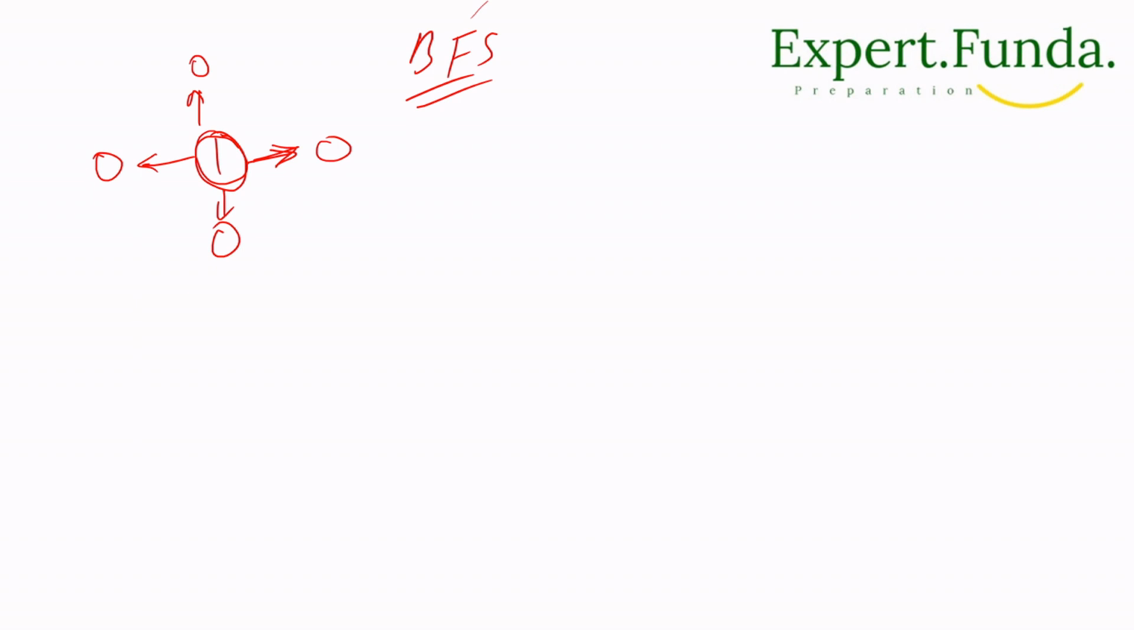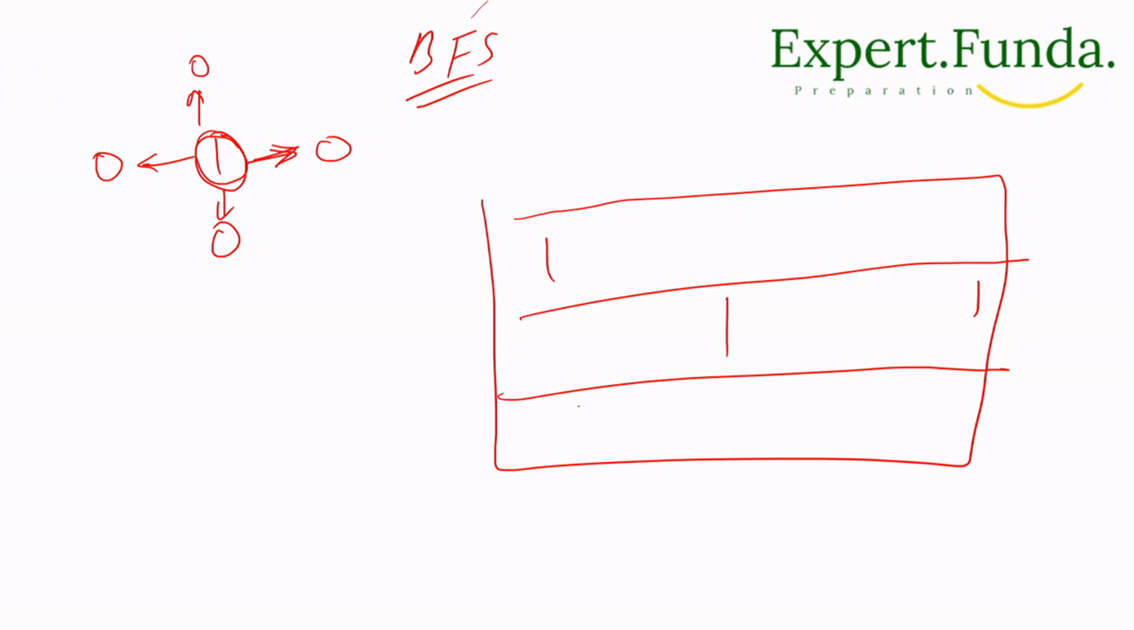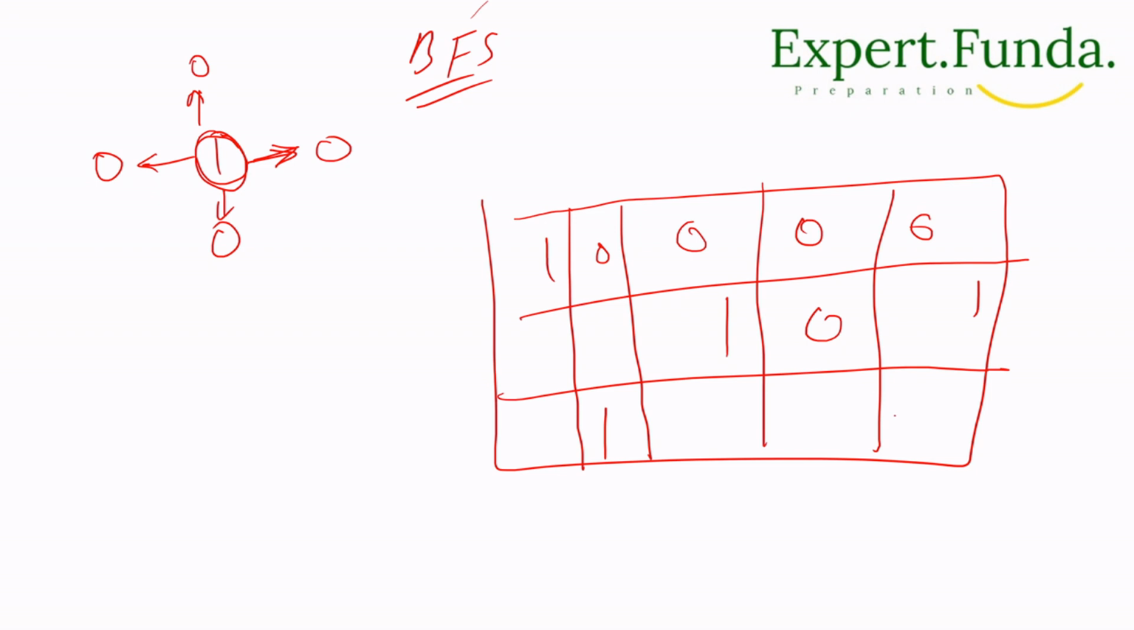So from any land cell in the matrix, let's suppose I take a bigger one, this one. Let's suppose we have a 1 here, a 1 here, and I'll take one more 1 here and one more 1 here. Okay, and the rest we have 0s. So we have 1 here, 1 here, 1 here, and 1 here.